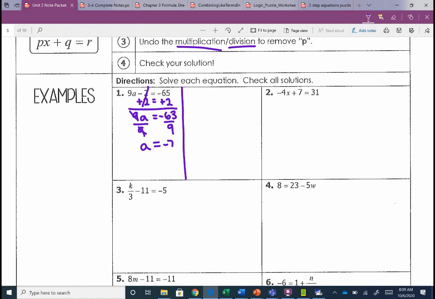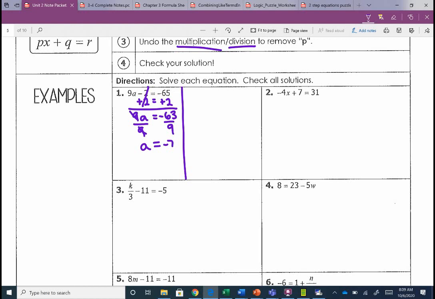So we undo subtraction first. We undo the multiplication second. So we take care of addition and subtraction first, multiplication or division second. Once we have that pattern down, guys, these aren't really any different than what we've been spending the last few classes on. They're not. All the steps are really the same. We just added one more.